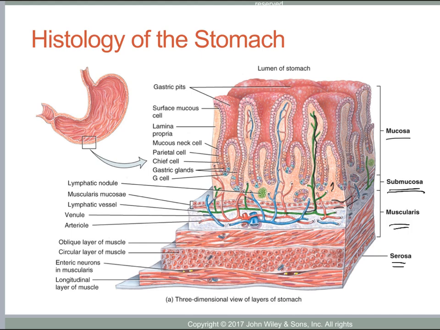Now, notice our 2 layers of muscles, oblique and circular, and our longitudinal layer, our 3rd layer. Remember, we are in the stomach, so we should see these 3 layers. We also get the enteric neurons, so that myenteric plexus and enteric neurons inside that muscularis.